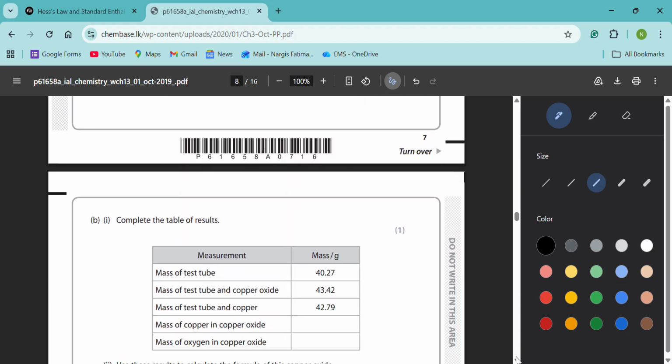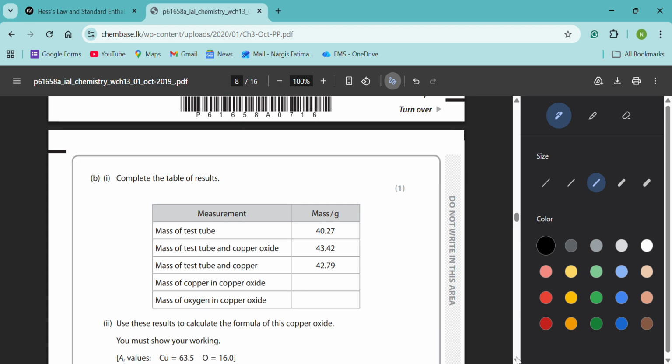Now complete the table of results. The mass of test tube is 40.27, mass of test tube and copper oxide 43.42, mass of test tube and copper 42.79. Now they are asking about the mass of copper in copper oxide. So how can we find the mass of copper in copper oxide? We can subtract the mass of the test tube from the mass of test tube and copper.